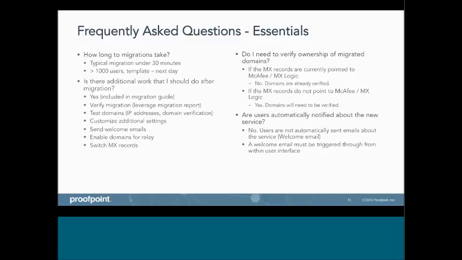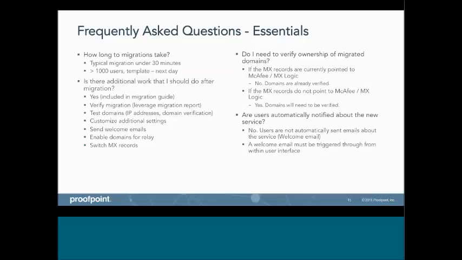So what we have done is we've put in our process that any domain coming over as part of this migration process that currently points to McAfee or MX Logic MX records, we'll automatically verify them. So there's no additional work. Assuming they're pointed already, we're essentially grandfathering them into our service and we're not putting any additional effort. But if those domains don't point to McAfee, maybe they already point to another location or they were never set up, whatever the case might be, you will have to verify them.